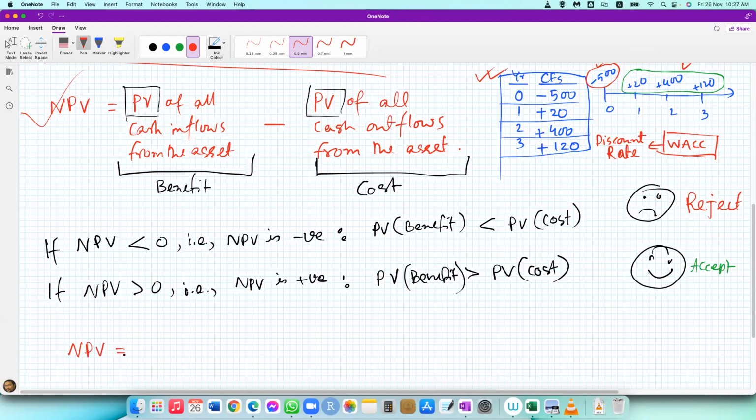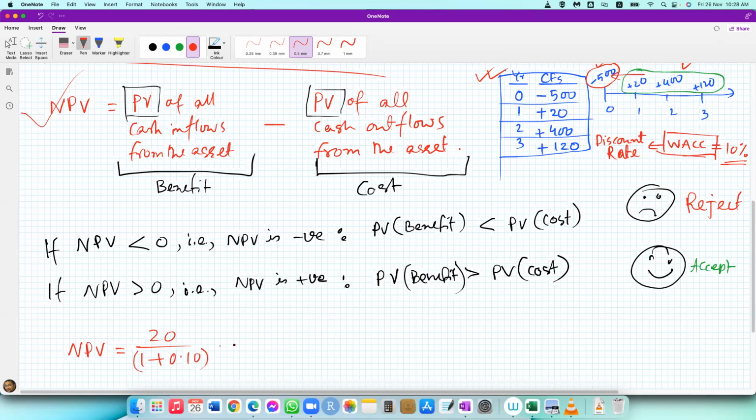NPV is equal to the present value of all cash inflows. So what are the cash inflows? 20 over, you know how to calculate the present value. The cash flow divided by 1 plus discount rate to the power of the number of years for which you are discounting. Do you remember? Do you remember or not? Tell me. Yes, sir. So let's say the weighted average cost of capital is 10% for simplicity. Let's say we have found in another model that it is 10%. So 1 plus 0.10 to the power 1, because you will discount it for 1 year.